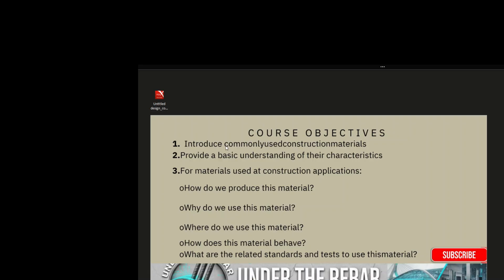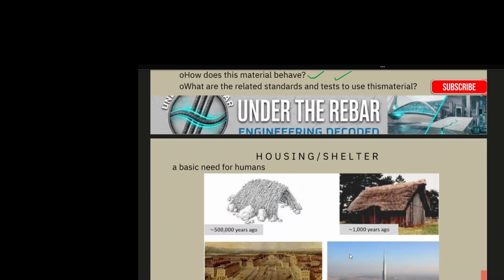So these are the course objectives. The main purpose of this course is an introduction. I'll introduce commonly used construction materials, provide a basic understanding of their characteristics and of the materials used in construction applications. We'll answer the following questions: how do we produce this material, how do we use this material, how does this material behave, and what are the related standards and tests for this material. We'll talk about them in the course of this class.